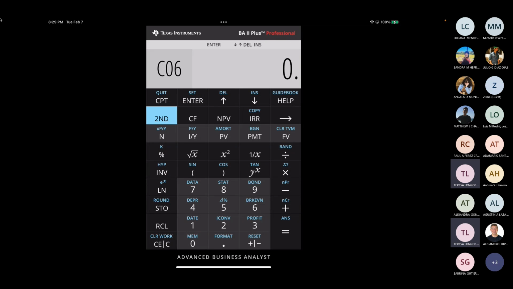0, 1,100, 2,500, 3,400, 4,050. Okay, and now I'm going to ask for NPV. I have to put in 8% and compute. Anybody get this? So this investment is worth $9,518. Very good, Adamaris. $9,518.34 or 35 cents to me.